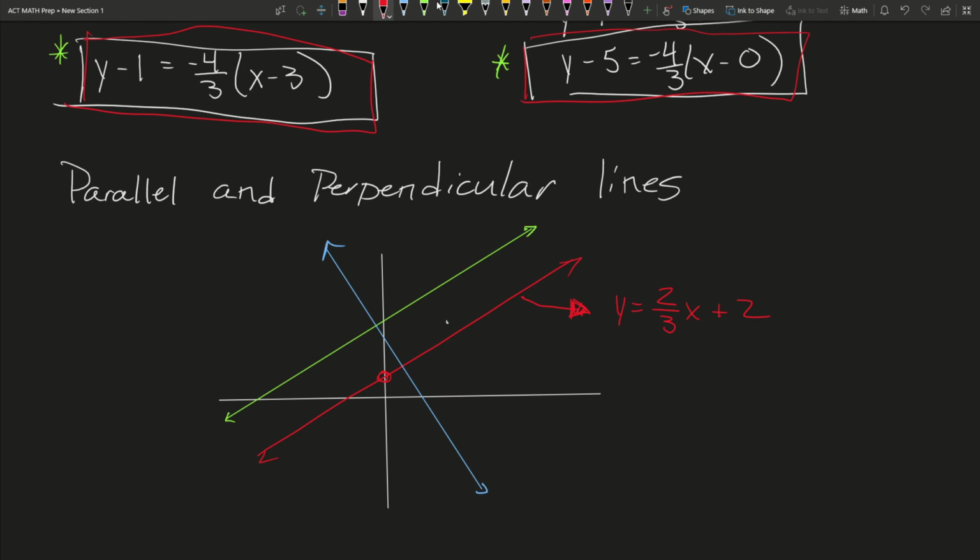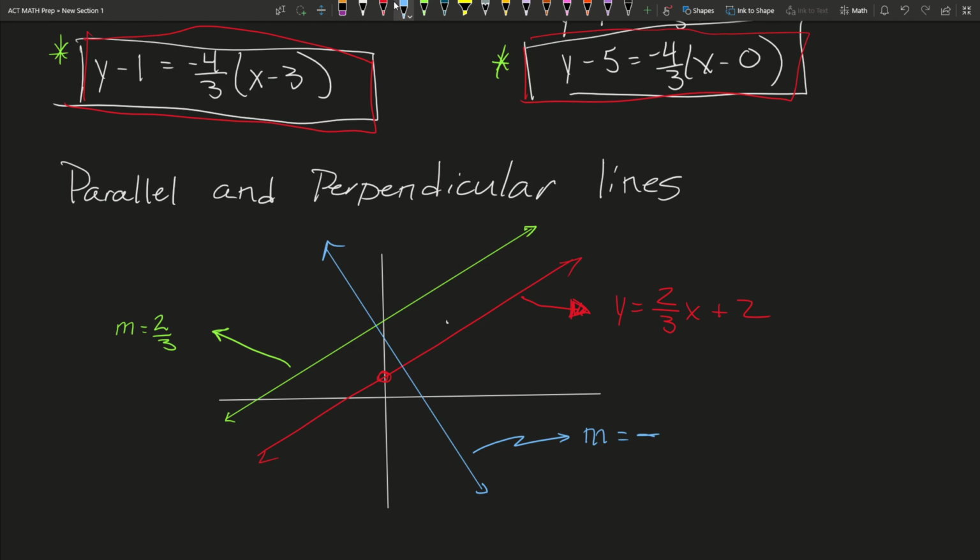Now, in green, what would the slope of this green line have to be? If green is parallel to red, what does the slope have to be? Yep. So our slope for green has to be the same as red. What about blue? Yeah, but what's the slope? Is it positive or negative? Let's start there. Blue? Yeah, it's going to be negative. All right, so it has to be negative.